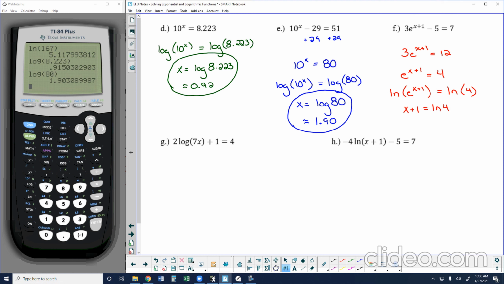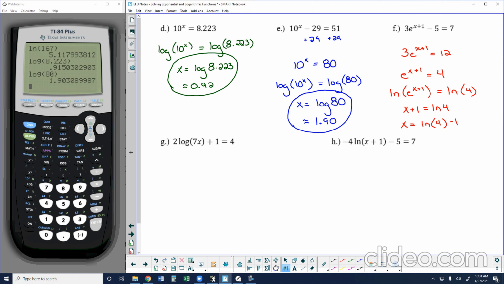So I'm not done yet. What I need to do is subtract 1 from both sides. So I need to completely isolate the x. And in order to do so, I need to subtract the 1 from x and the other side of the equation. So my exact answer here is going to be the natural log of 4 minus 1.